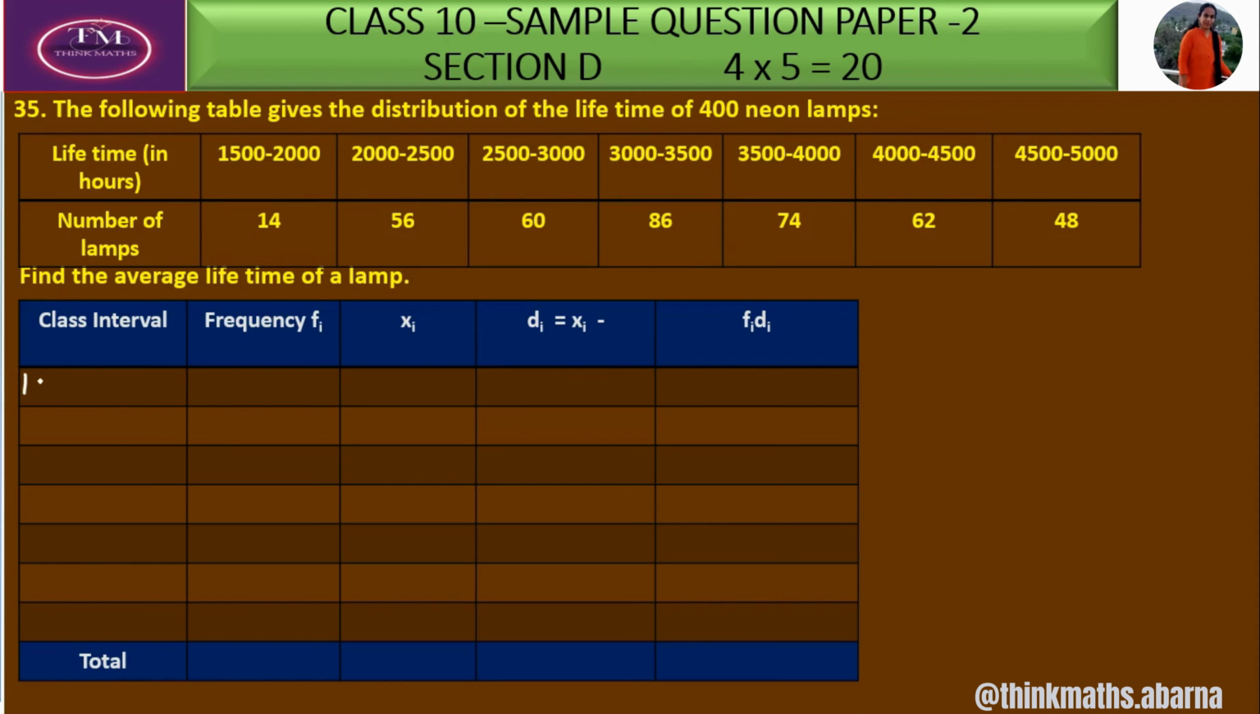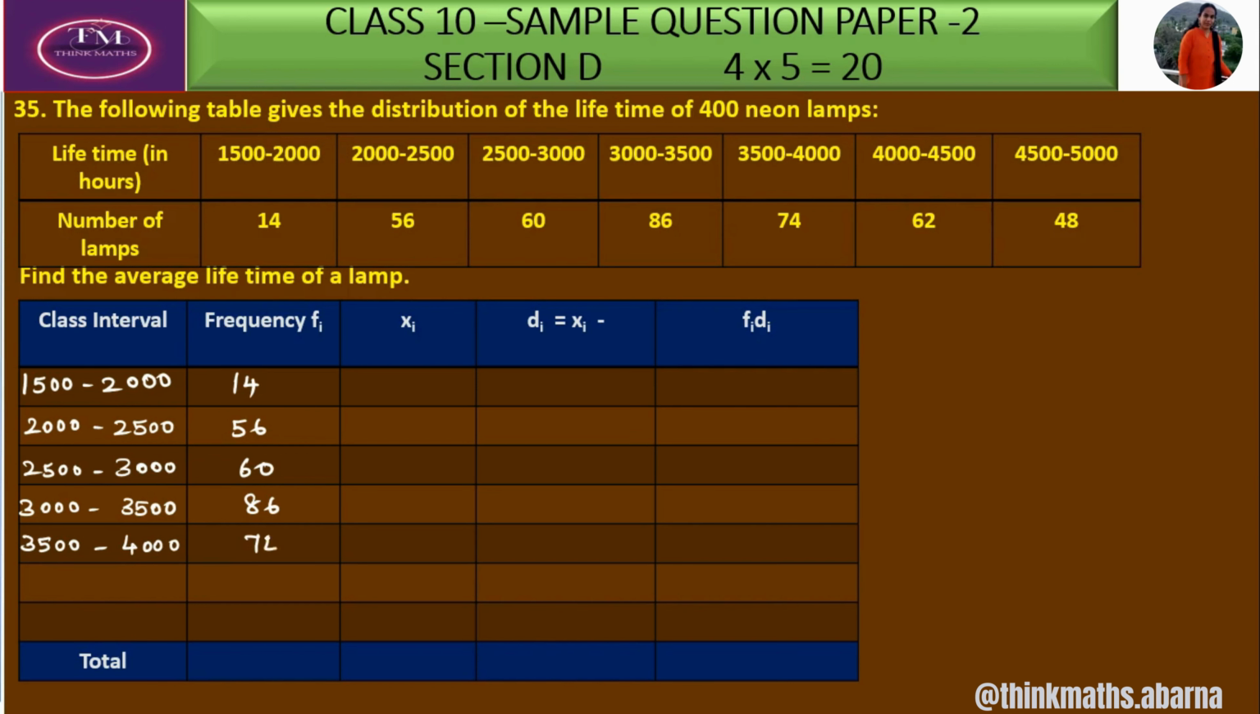It is given that for 1500 to 2000, its frequency is 14. Next, 2000 to 2500, its frequency is 56. Then 2500 to 3000, its frequency is 60. Then 3000 to 3500, its frequency is 86. 3500 to 4000, its frequency is 74.